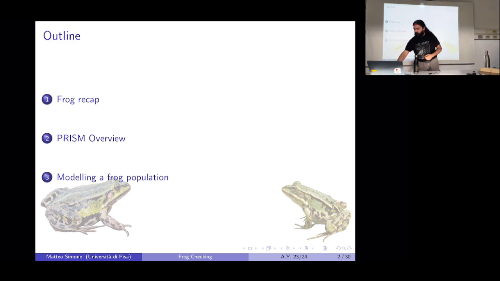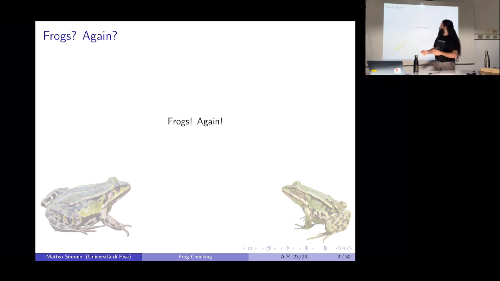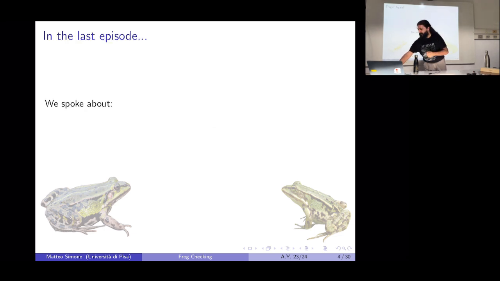So we will start by doing a quick recap on frogs. What are frogs? Why are we talking about frogs? Then we will talk about Prism, because we will use Prism to model check our frog model that we will build in our third part. So, frogs yet again, but just a little bit, not the whole talk like last time.